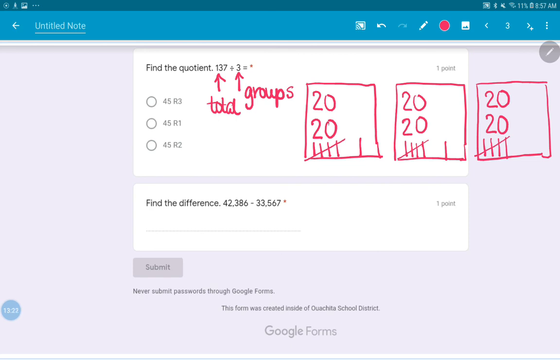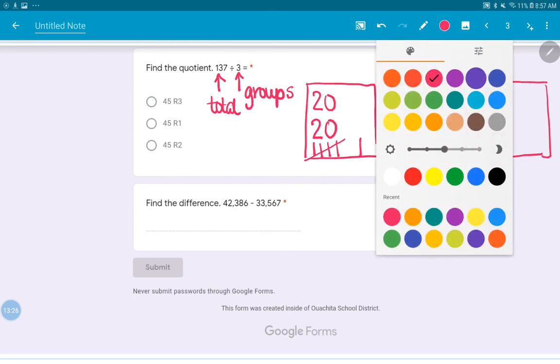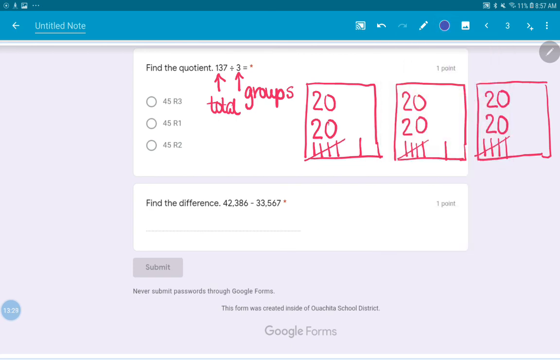Do I have 3 equal groups? No. So since I don't have equal groups, what am I going to have to do? What do I do, Dylan? You take the 2 ones off, like that one and the other one. Yeah, I've got to take those out of the groups. Now do I have 3 equal groups? Yes.